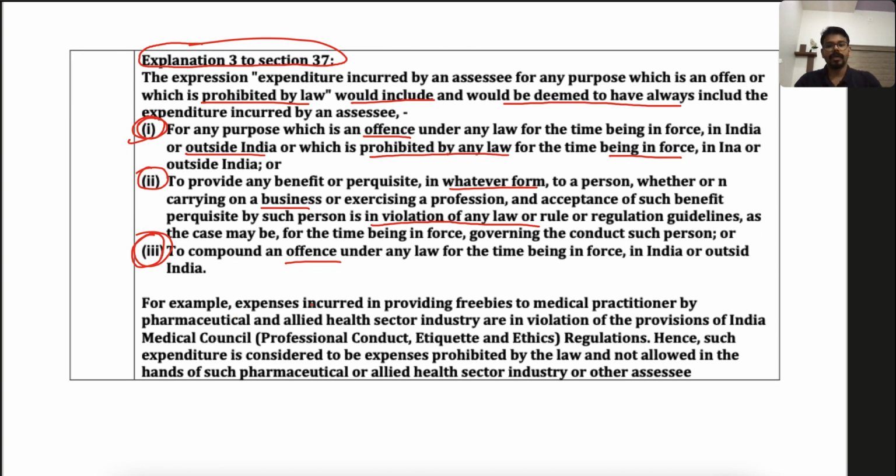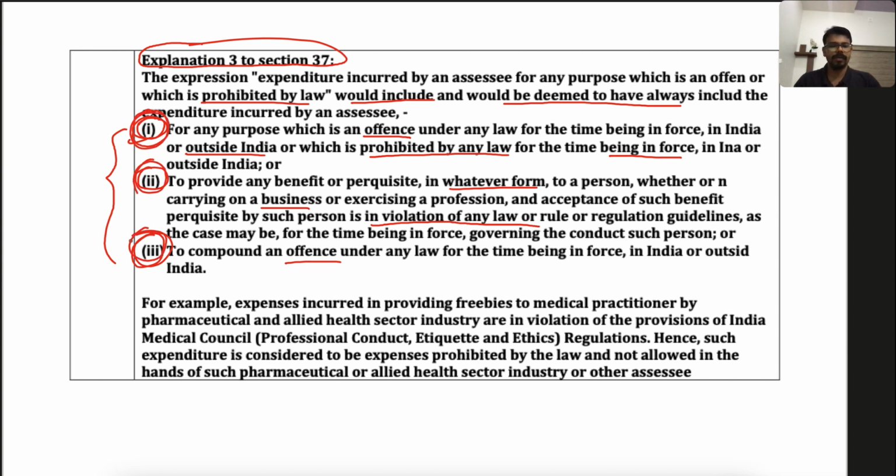So they have given an example also. That's why I told you this is a redundant provision, because it's already disallowed. For example, doctors get freebies, a kind of commission, from pharmaceutical industries for promoting their medicine brand, right? This is actually against medical ethics, against the medical regulations. It was already held in previous case law that those things are prohibited, so you cannot claim that expenditure. Here also now, since they widened the provision of section 37, that case law is not required. You can directly quote section 37 to disallow those freebies given to the doctors.